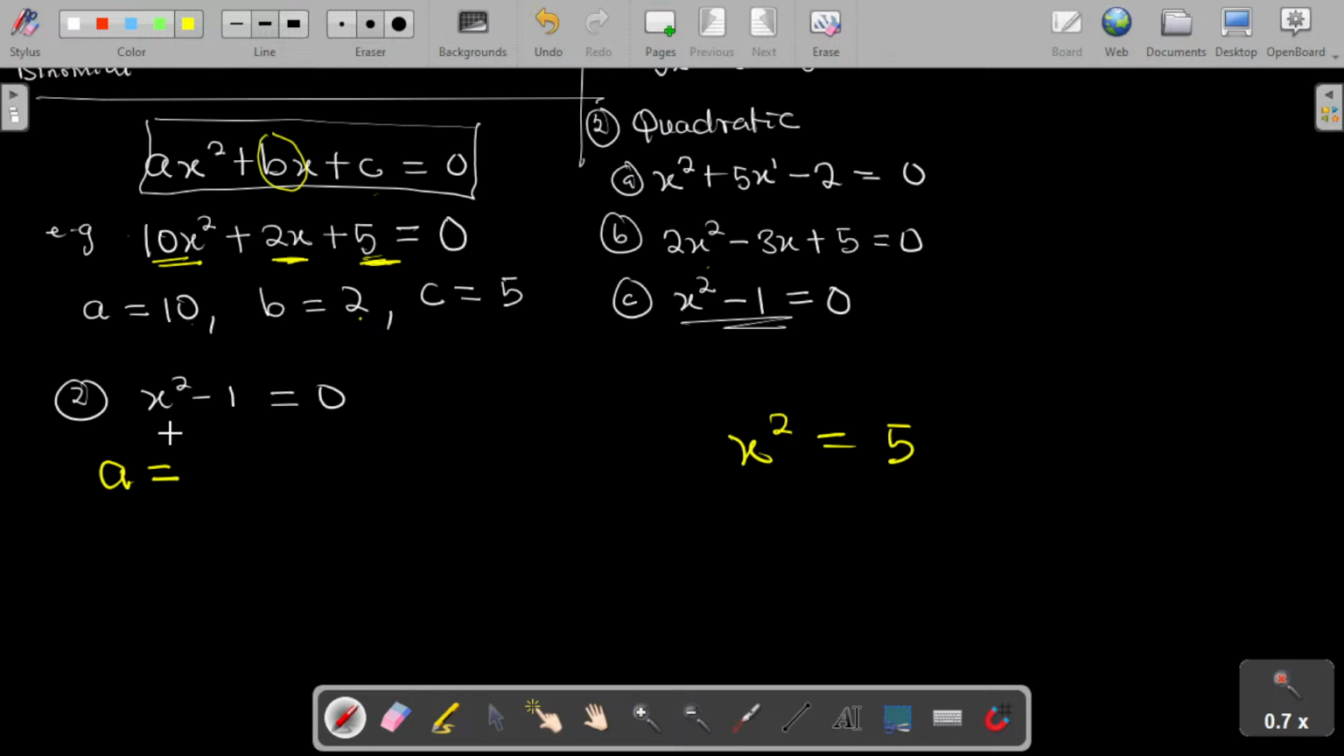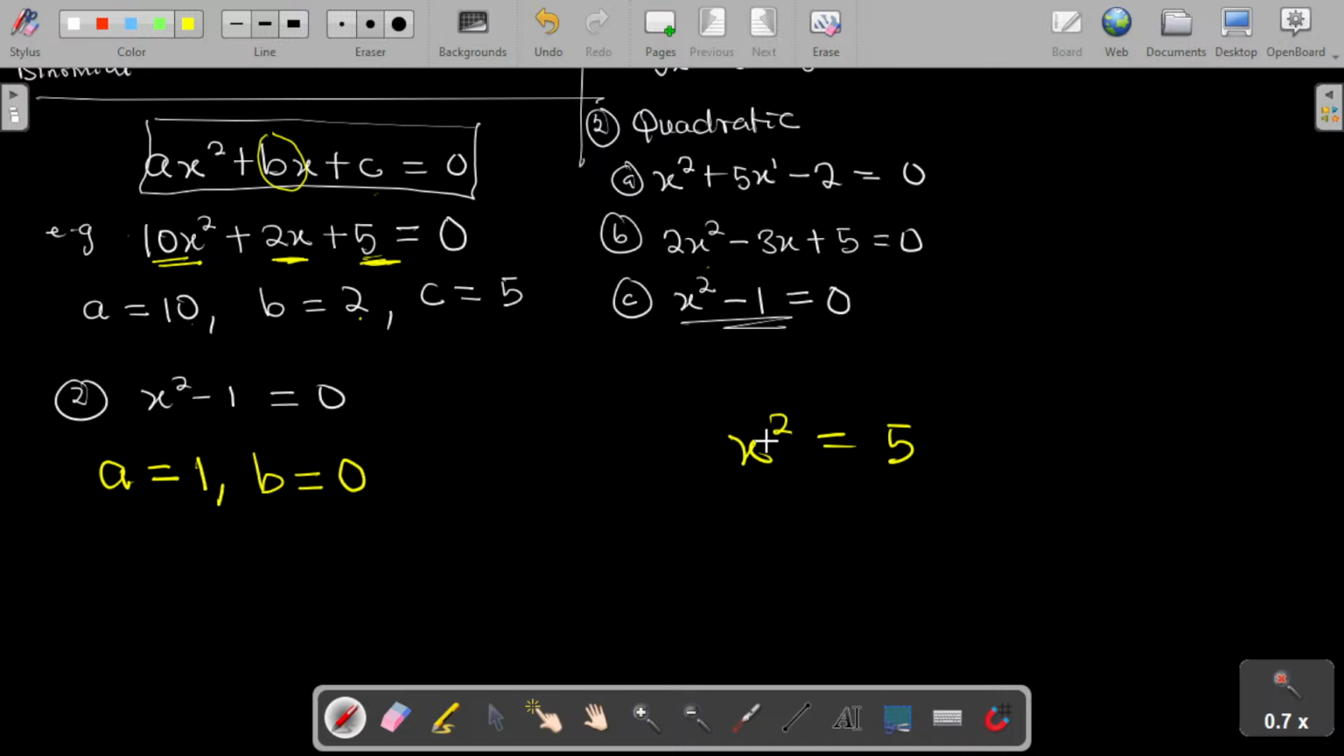But for this example here, your a is 1. Your b is not there. Joseph, you said that b is minus 1. I refuse. Your b is 0, not minus 1. Because there is no x, your b, the coefficient of x, is 0.